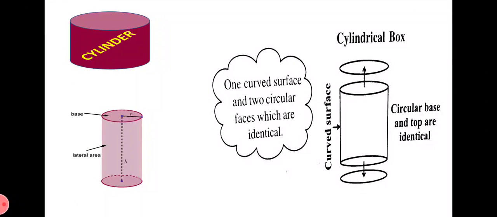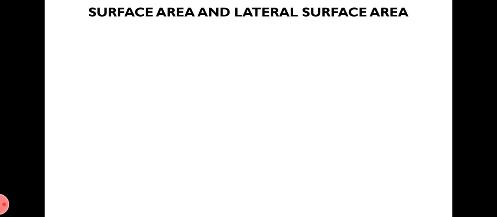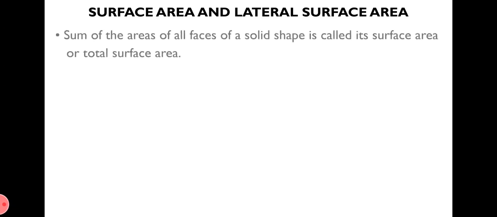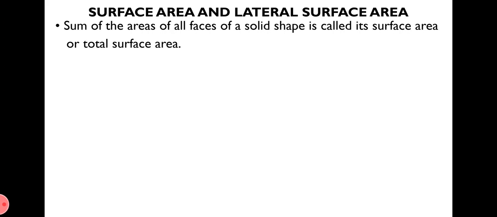Now let's find out the formula of surface area and lateral surface area of all these three solid shapes. But before that, let us first understand what surface area and lateral surface area are. The sum of the areas of all faces of a solid shape is called its surface area or total surface area. As surface area is related to a 3D shape, any 3D solid shape is made up of 2D shapes.